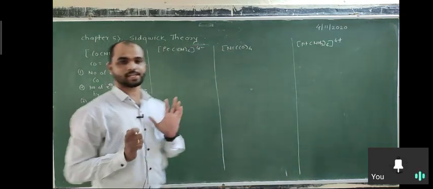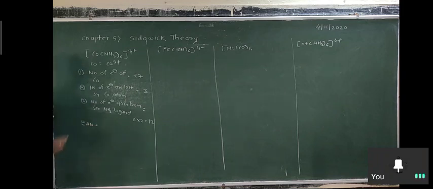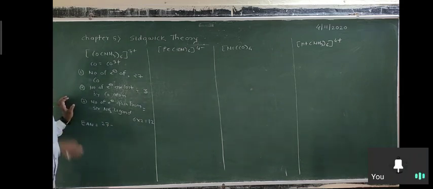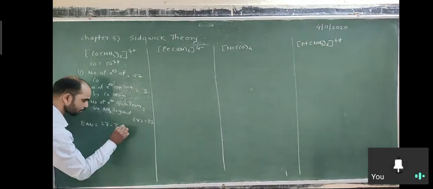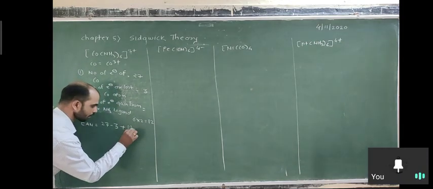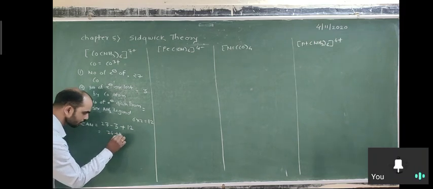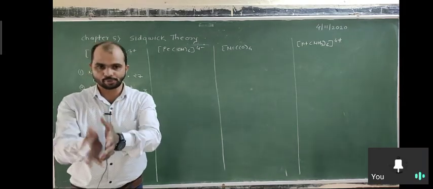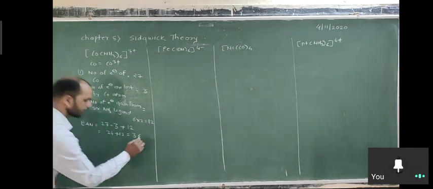So how to calculate EAN? EAN is equal to number of electrons of metal, 27, minus number of electrons lost by the metal, 3 electrons, plus number of electrons gained from the ligands, 12. So 27 minus 3 is 24, plus 12 is equal to 36, and 36 is the atomic number of krypton. So here the total is equal to 36. That means it is krypton.